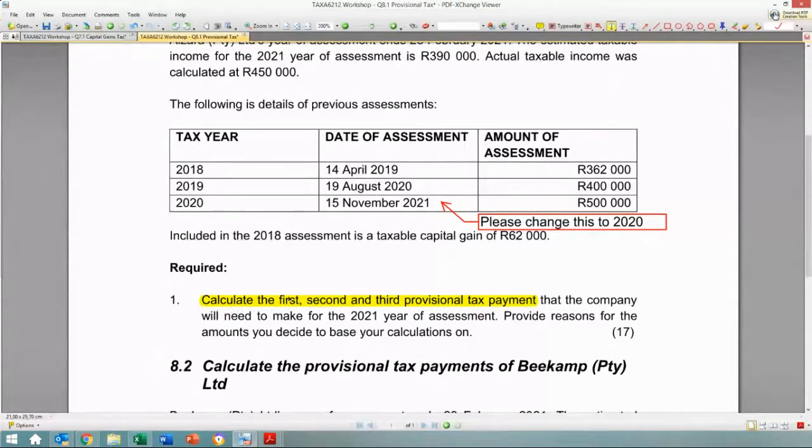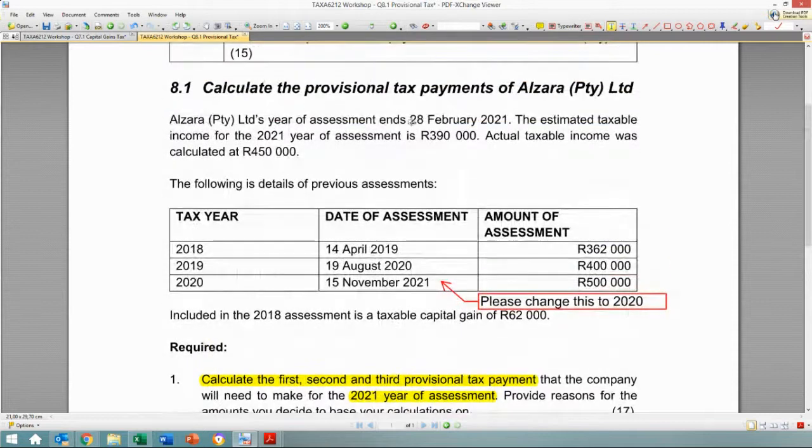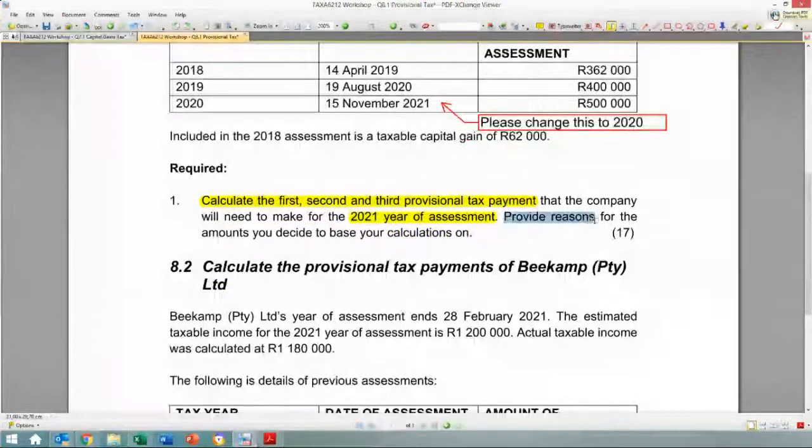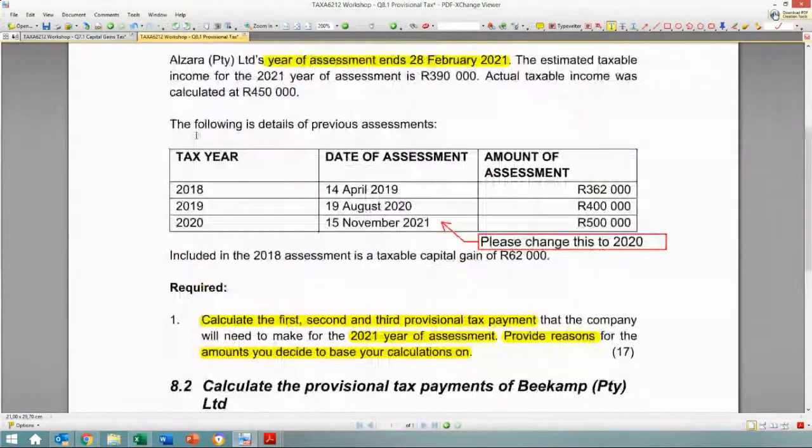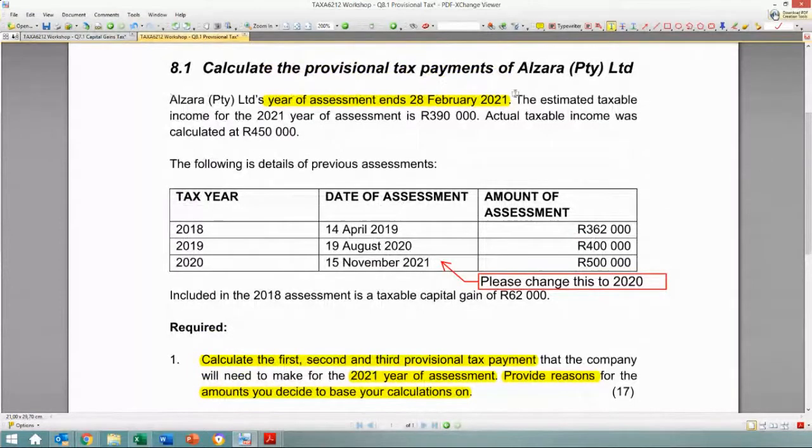Okay, so you first do first, second, third provisional tax payment for the 2021 tax year end. So that means based on the information that would be end of February based on the year of assessment. Okay, and then they also say provide reasons for amount you decide to base your calculations on. So as soon as they tell you this, you need to explain why you would rather use a different tax year of assessment than the 2021 for some of the provisional tax payments.